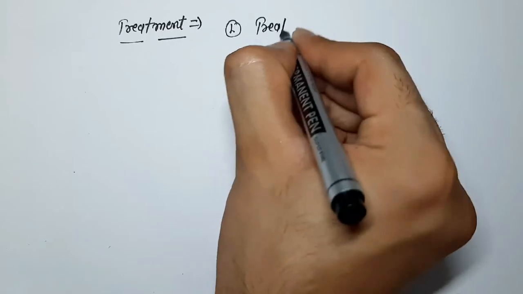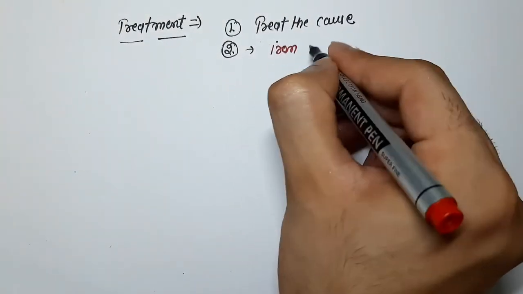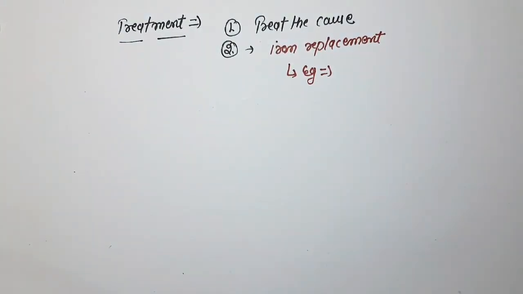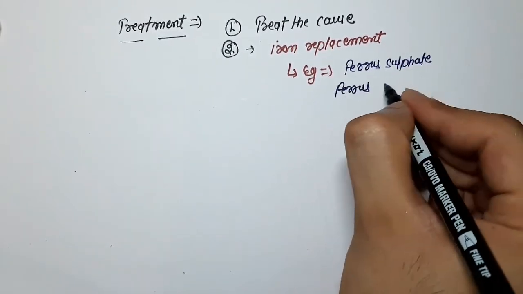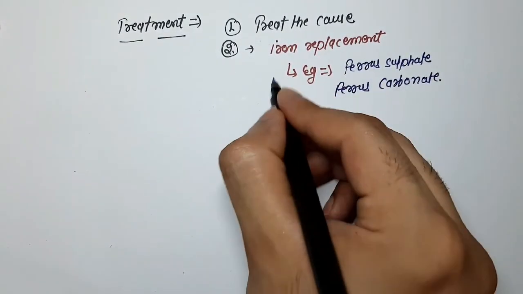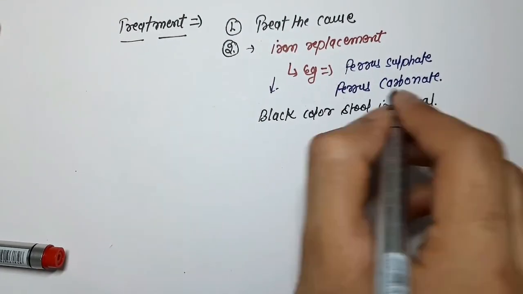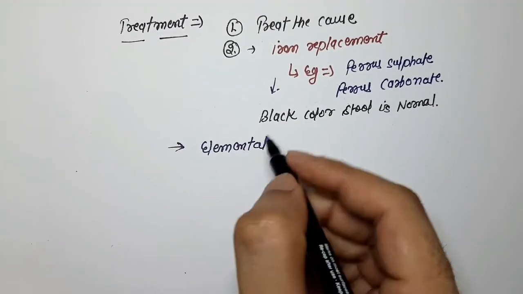Now we are going to look at treatment. The priority of treatment is to treat the cause and iron replacement therapy. Example: ferrous sulfate and ferrous carbonate. With iron replacement therapy, a common symptom is black colored stool, which is very normal, so no need to be afraid.